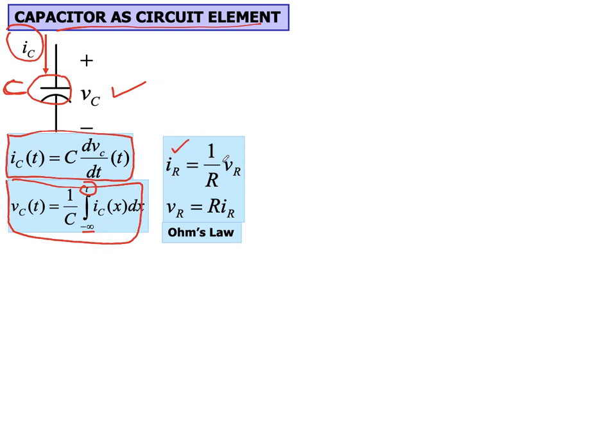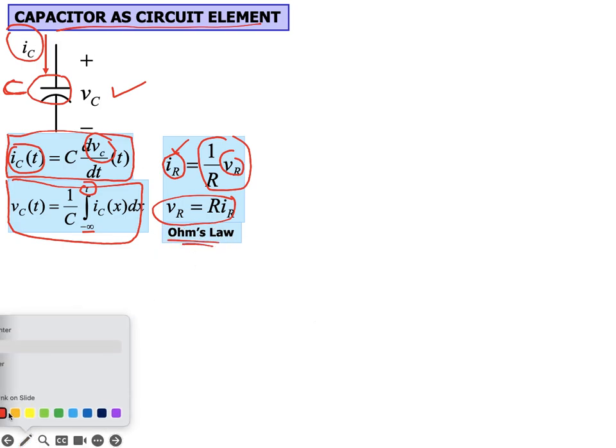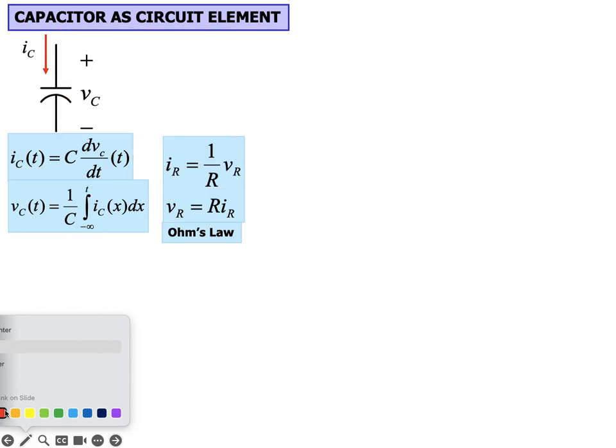The current through a resistor using Ohm's law is V over R, and the voltage across the resistance is V equal to IR. So here we can see how current through a resistor and voltage across a resistor are related to each other. Here we see how current through a capacitor and voltage across a capacitor are related to each other. So it is the same as how we see the relationship of voltage and current in the case of resistors.